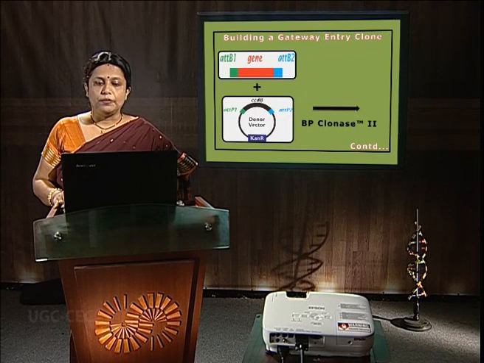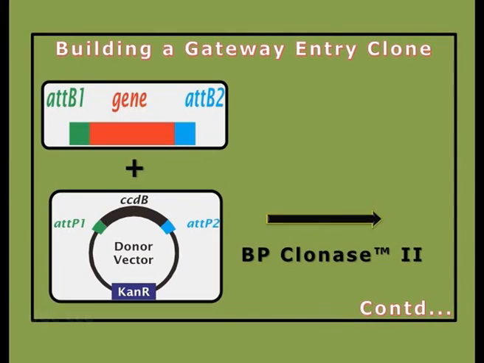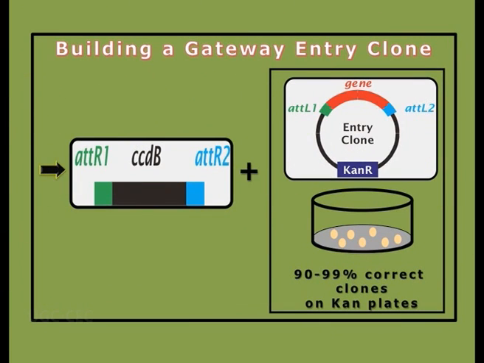So how are things made? Number one is generation of the entry clone. It is made with the help of attB1 and attB2 sites flanking the gene, and these attB1 and attB2 sites are created by means of PCR. Then the donor vector, containing the kanamycin resistance gene and a counter selectable marker called ccdB, is flanked by attP1 and attP2 sites. By the site-specific recombination methodology, you can see that the gene of interest gets introduced inside the cloning vector. This is how the entry clone is created.